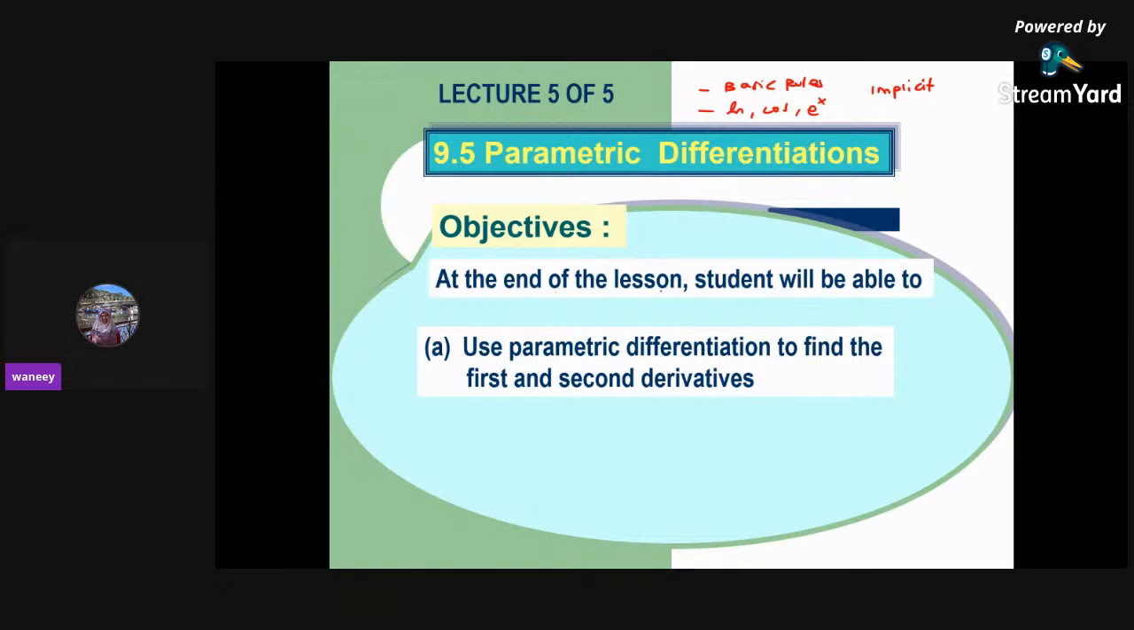Okay, so basically at the end of the lesson, you should be able to use the parametric differentiation to find the first as well as the second derivative. So we're going to calculate to find out what is dy over dx and d2y over dx square. So those are our two aims. So we want to find dy over dx as well as d2y over dx square.